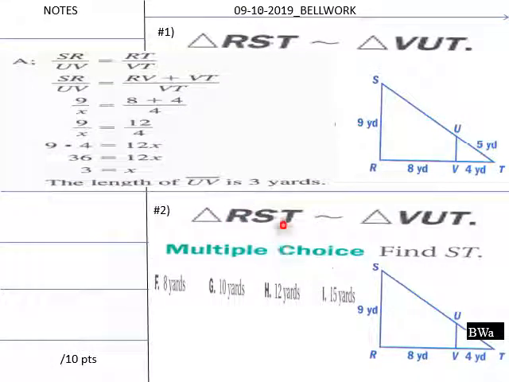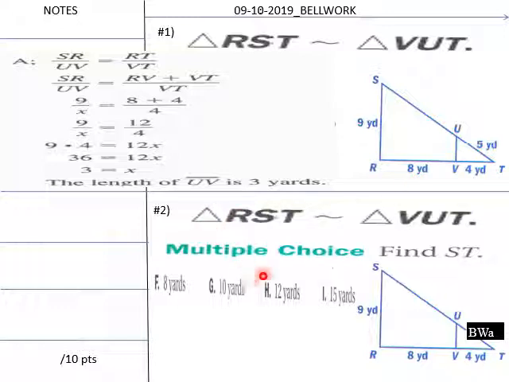So our solution for the bell work: SR over UV. Now RT contains RV and VT, so we have to add those here over 4. And then SR is 9. We're trying to find X, which is UV, so we stick in an X for that. Now we have all our numbers filled in. We just solve for X using cross multiplication, and we get 3 equals x, so UV equals 3 yards. The unit of measure here is yards.